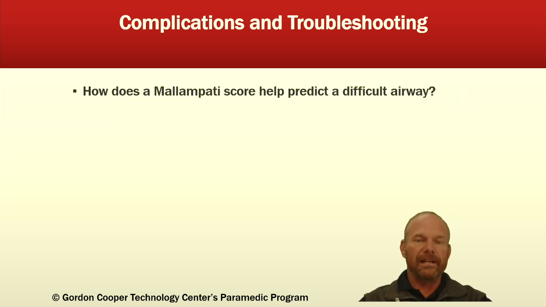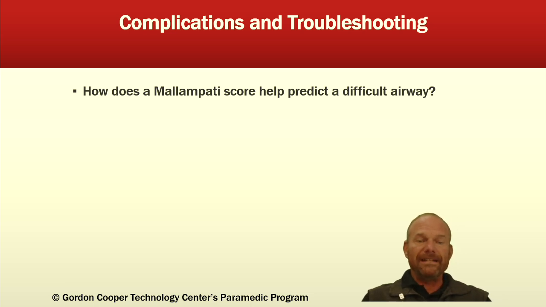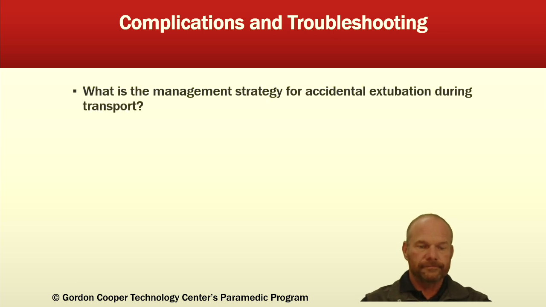How does a Mallampati score help predict a difficult airway? Pause. It estimates the ease of intubation based on visibility of oral structures. The higher scores indicate a greater difficulty. And then what is the management strategy for accidental extubation during transport? We want to immediately provide BVM, so bag mask ventilations, and reattempt intubation while monitoring oxygenation.